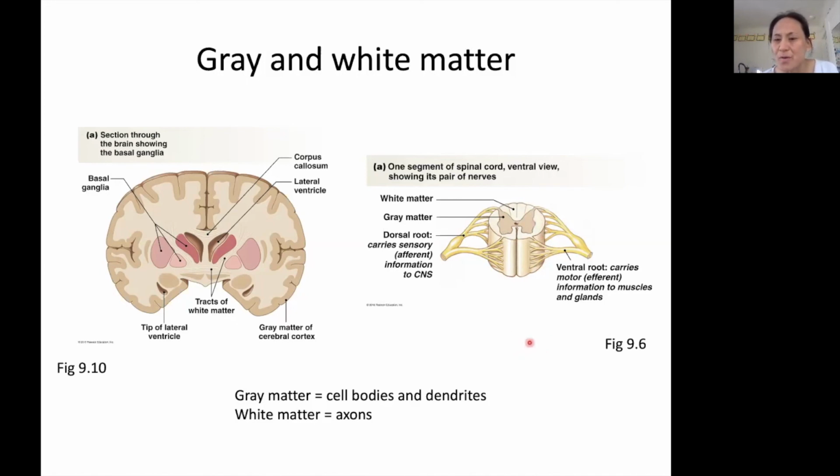So let's say you have a cell down here, it's sending its axon up the spinal cord, or you might have a neuron up here sending its axon down the spinal cord.